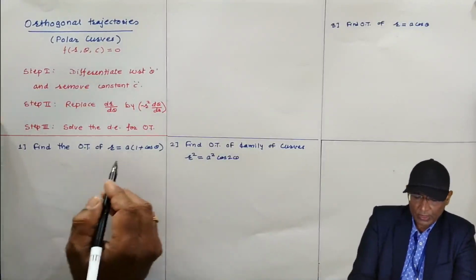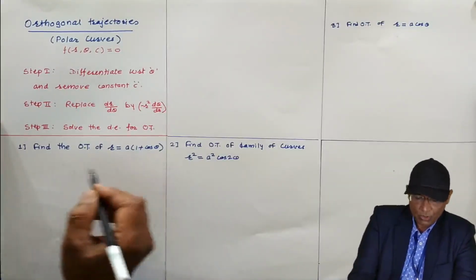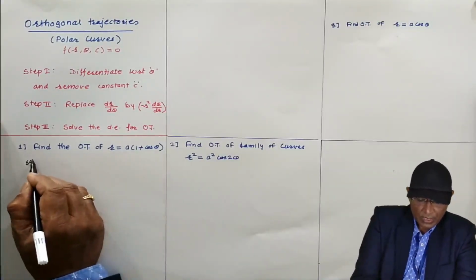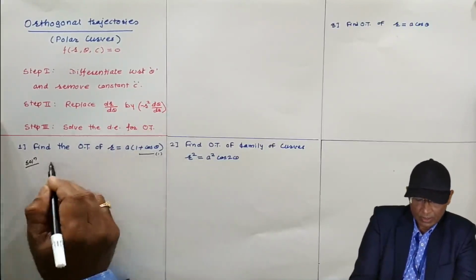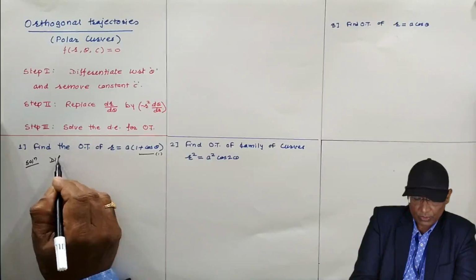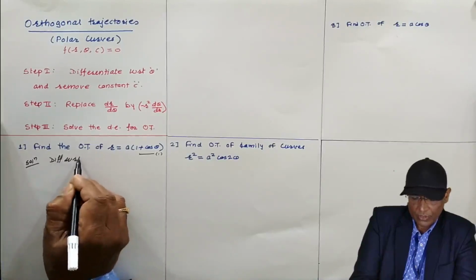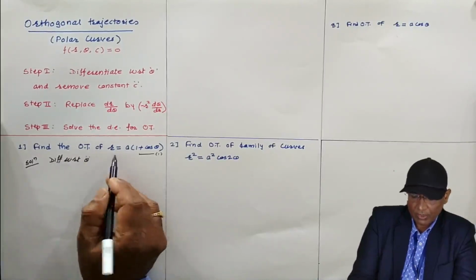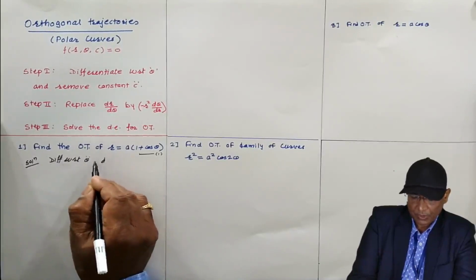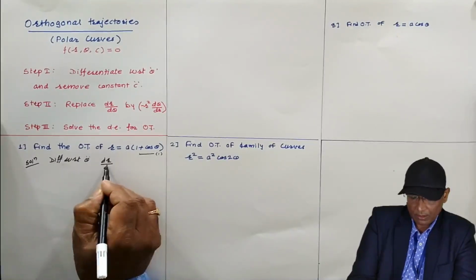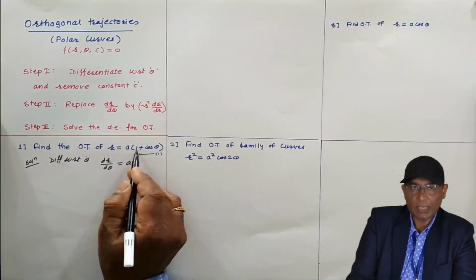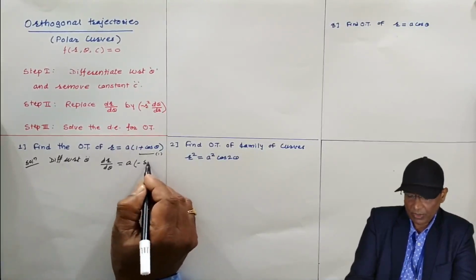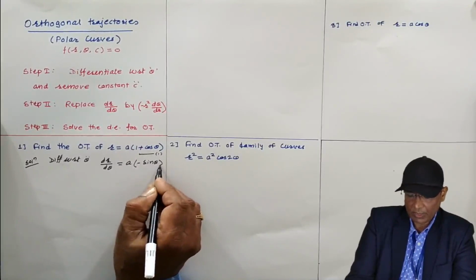Now find the orthogonal trajectory of r equals a times (1 plus cos theta). Some direct steps I will be writing. This is equation 1. Differentiate with respect to theta. If you differentiate with respect to theta, dr by d theta equals a, which is a multiplicative constant, the derivative of 1 is 0, and the derivative of cos is minus sin.